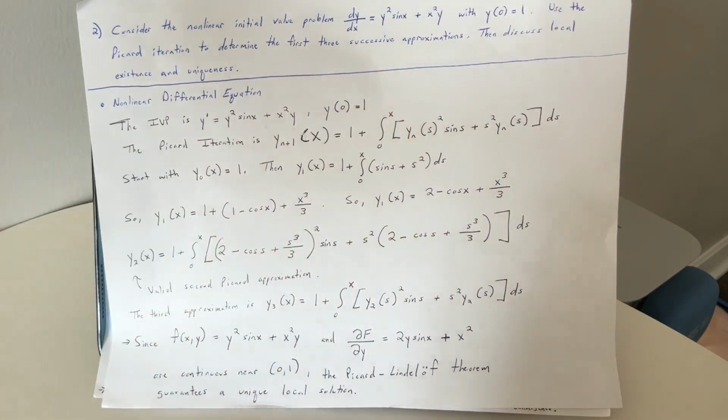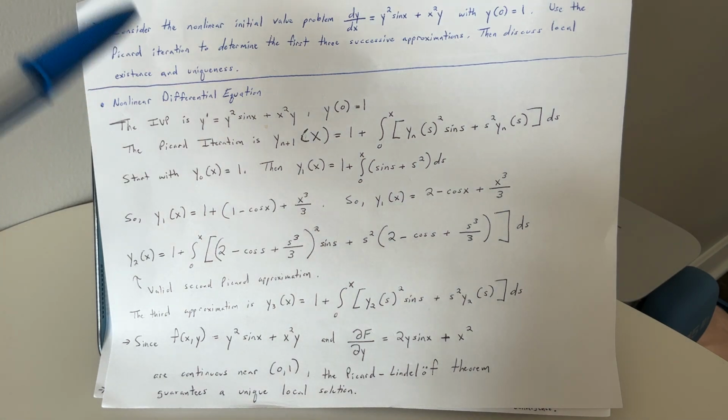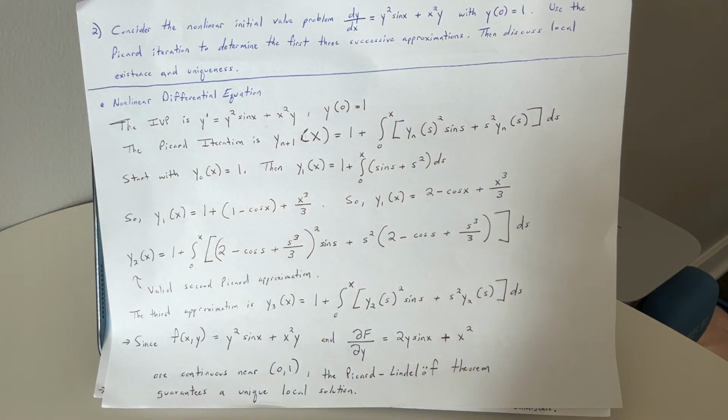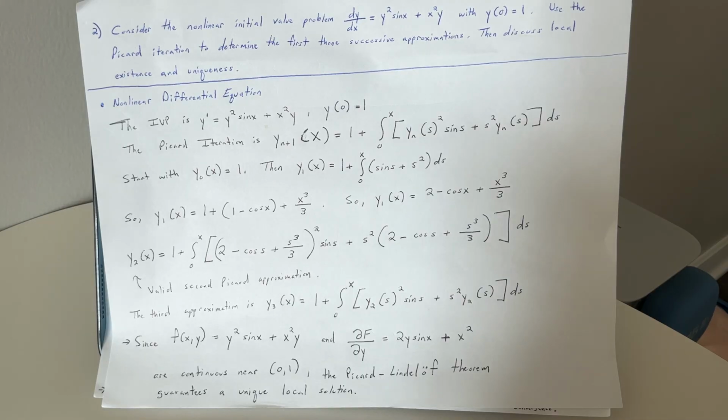So, okay, consider the nonlinear initial value problem dy dx equals y squared sine x plus x squared y with y of 0 equals 1. Use the Picard iteration to determine the first 3 successive approximations, then discuss local existence and uniqueness. Okay, so nonlinear differential equation.